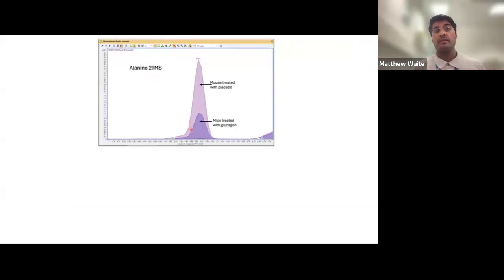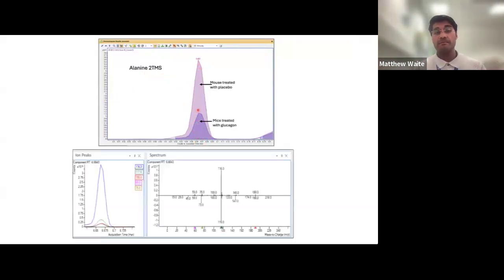And you can see 2 peaks. The first peak, I don't know if you can see that, has a retention time of about 6.66. This light purple peak is mice treated with placebo, who you'd expect to have normal alanine. And this darker peak here is mice treated with glucagon, who you'd expect to have low alanine. And that's what happens, which you can see.